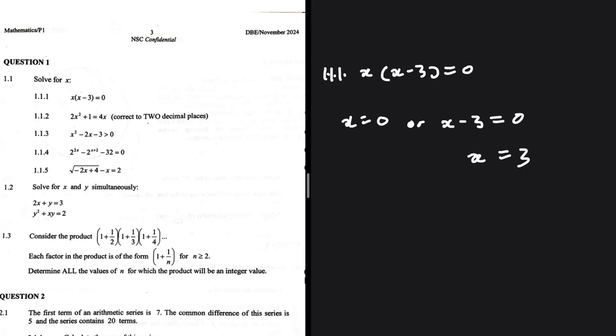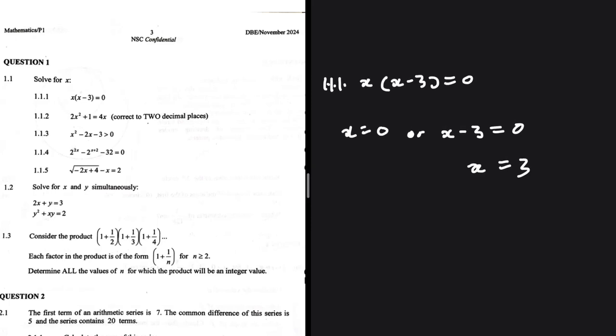We are sticking to the basics, really. Nothing complicated. Right. Let's take a look at 1.1.2. We have 2x squared plus 1 being equal to 4x, and we're supposed to solve for x correct to 2 decimal places. As soon as the question says correct to 2 decimal places, we are thinking that we might have to use the quadratic formula, the quadratic equation.